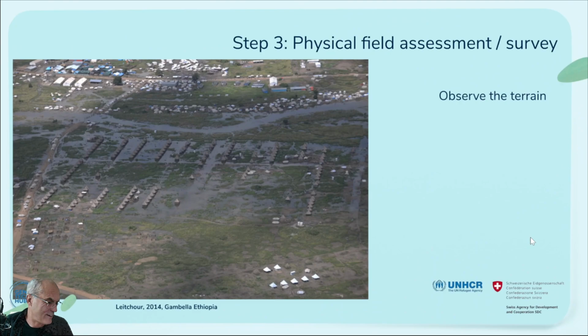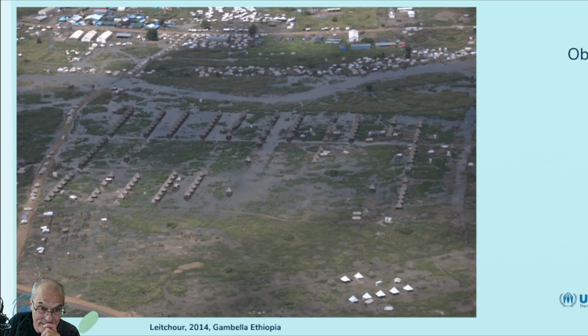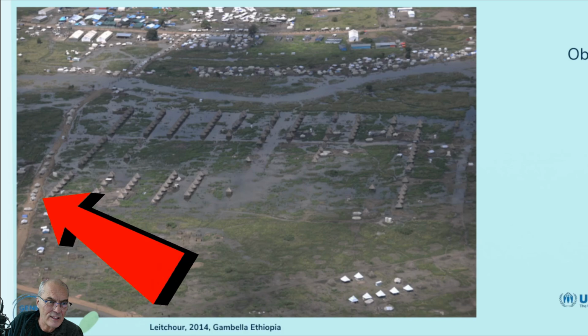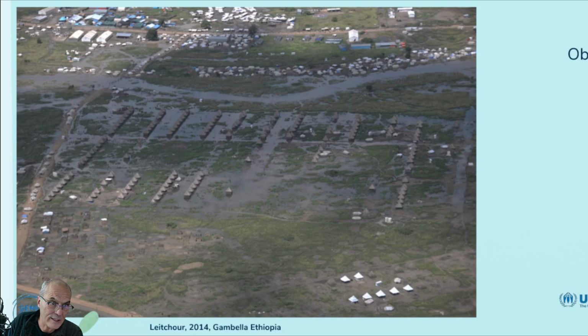Here I have an example that I lived in 2014 in Gambella. When I came there, it was a flooding period, huge chaos, and you see the site is totally flooded. But if you look at this picture carefully, and if you have listened to my words before, you can see something interesting. You see the road was there before and is elevated.